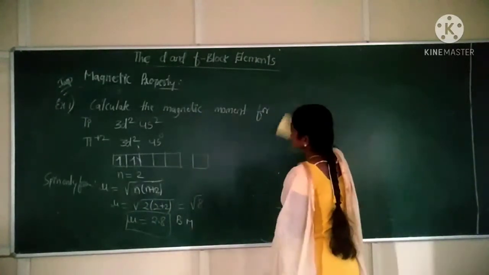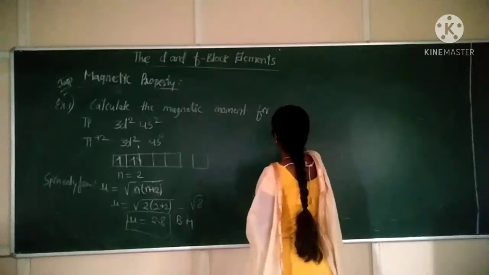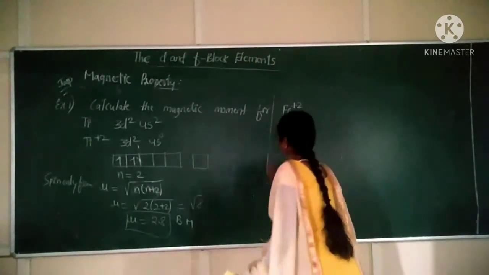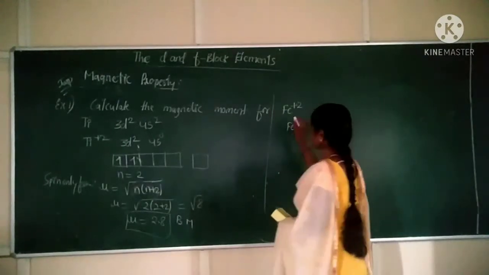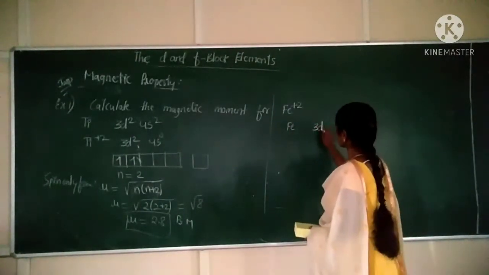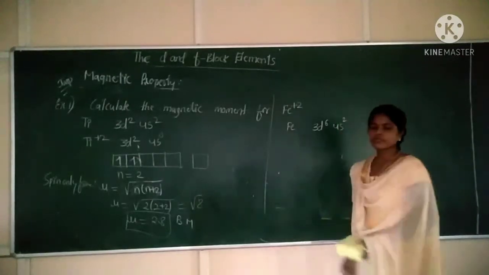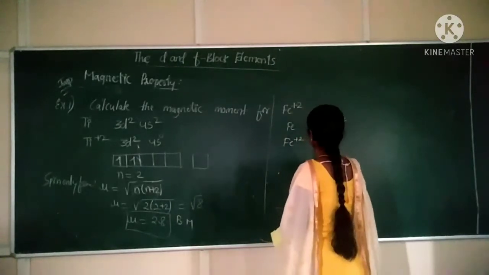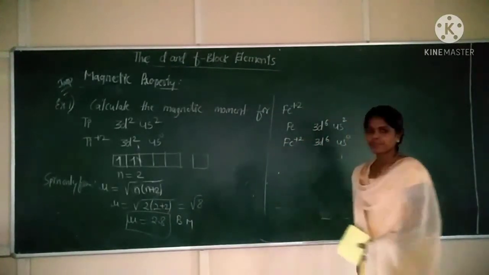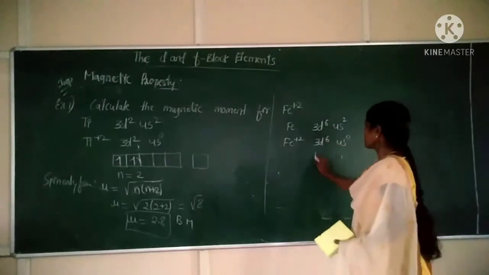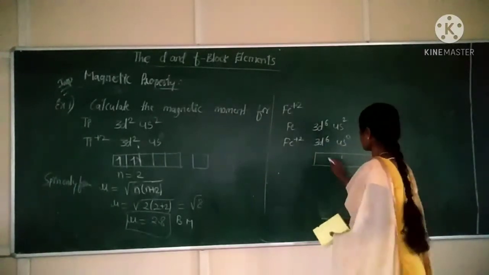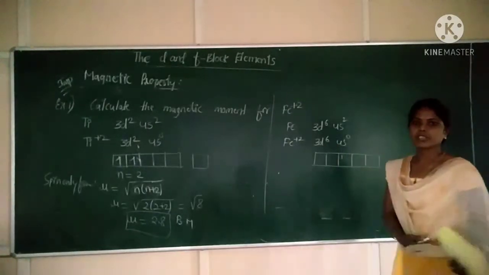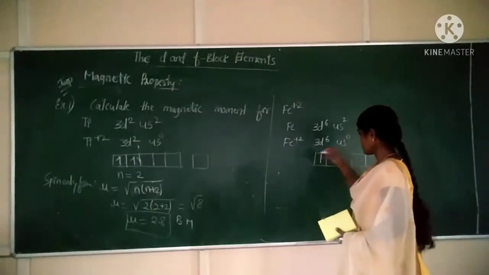Next. Calculate the magnetic moment for Fe plus 2. What is the configuration of Fe? The configuration of Fe is 3d6 4s2. For Fe plus 2, it will be 3d6 4s0. So write the orbital diagram. 6 electrons are there in the 3d shell.